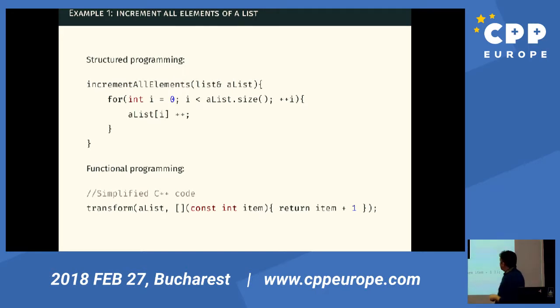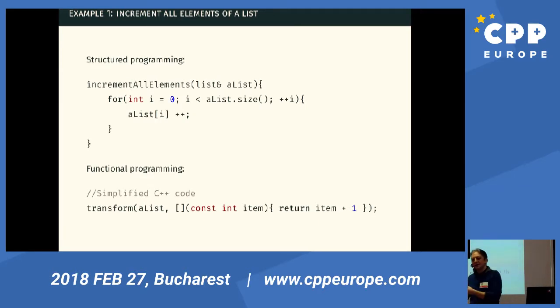How it is in functional programming, where we think about what's the input. The input is this list. What's the output? It's another list, a list that has all the incremented values from the first list. So how do you do that? We apply a high-level function that says, transform this list by applying this transformation on each element. And I get another list.